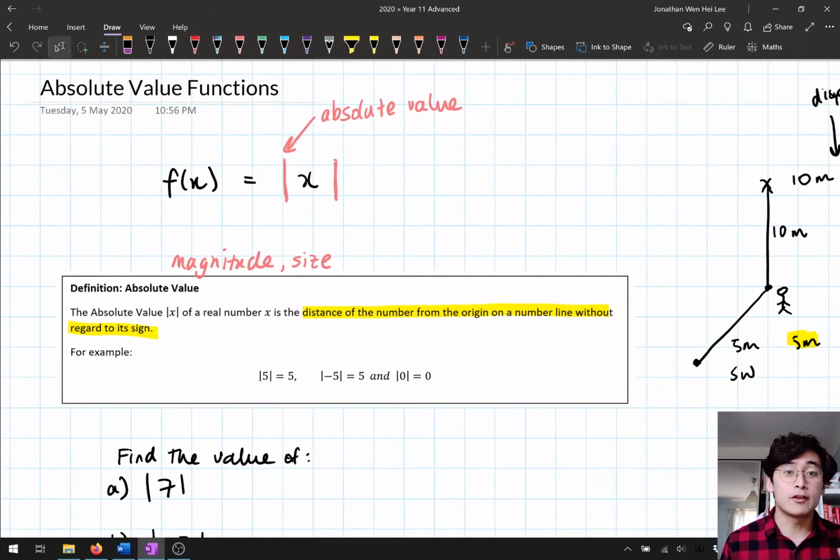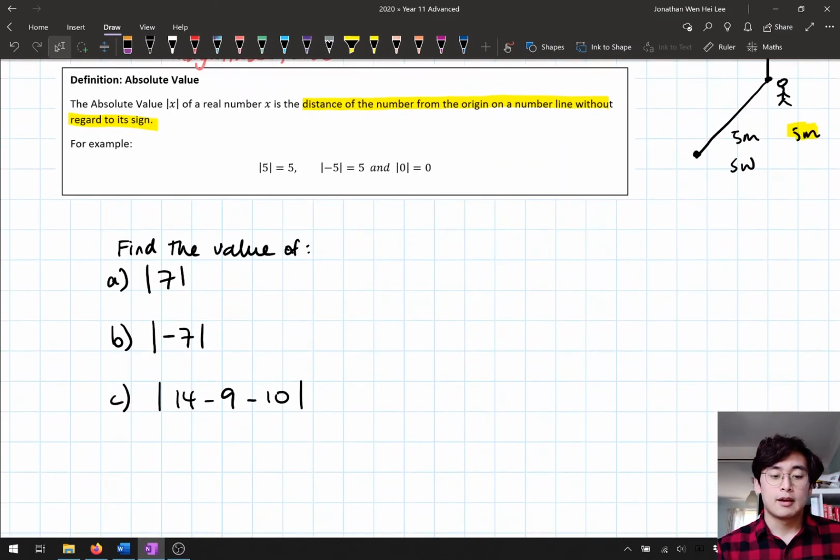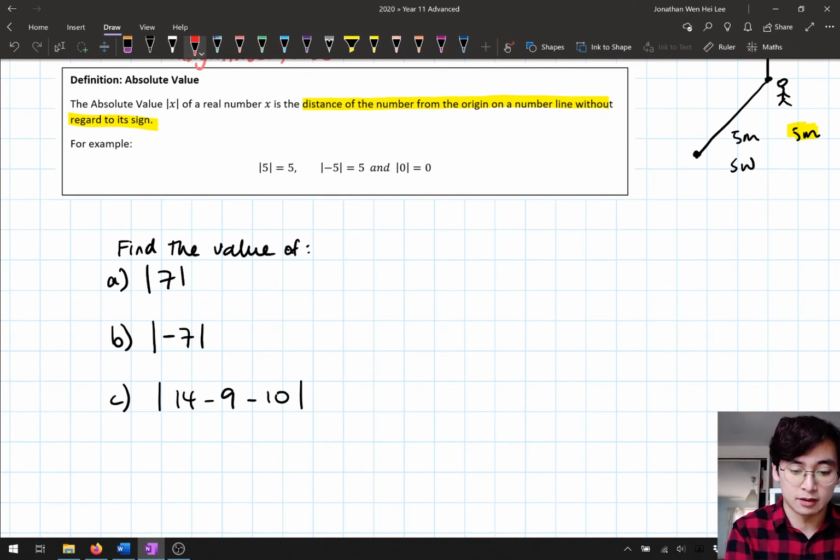So here we've got a few examples where we actually work with the absolute value sign. We want to find the values of these numbers. The first one, I've got the absolute value of 7. I'm just looking at the distance, the size of this number. I don't care about the sign. Here, it's a positive number. That number is just 7 units away from the origin. So the absolute value of 7 is just 7. Hopefully that's okay with everyone.